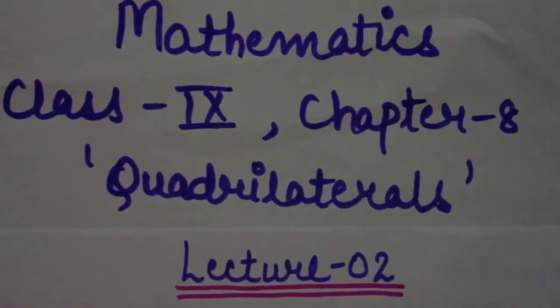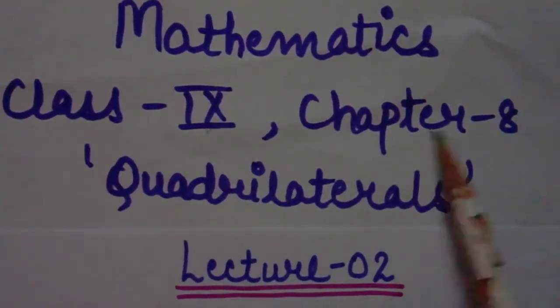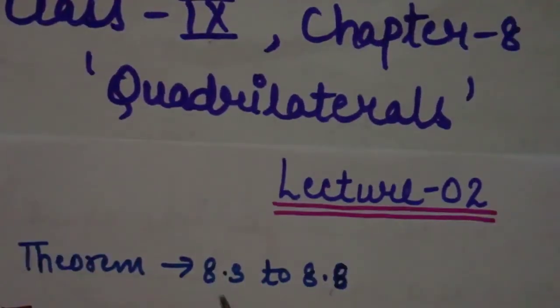So students, welcome back to your mathematics class for class 9th. This is your chapter 8, chapter name quadrilateral. This is your lecture 2. In your lecture 1, we discussed quadrilaterals, all the definitions, all the types of quadrilateral, and theorem 8.1 and 8.2. In today's lecture, we will discuss theorem 8.3 to 8.8.